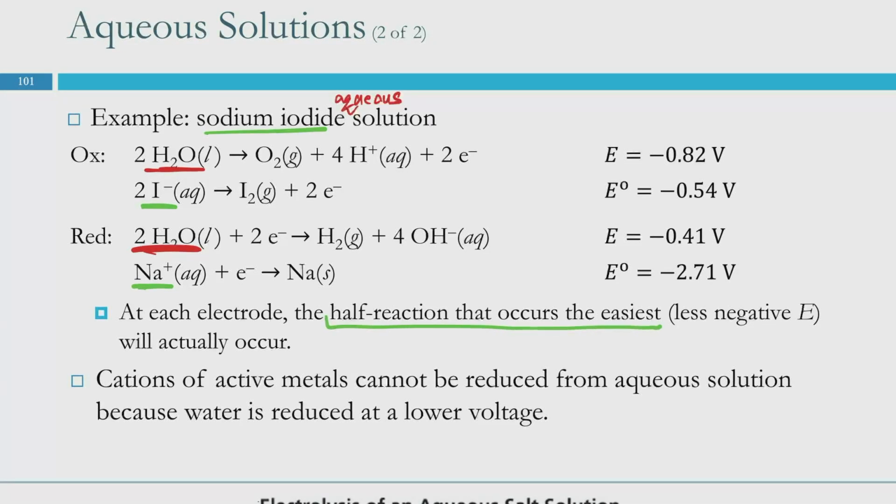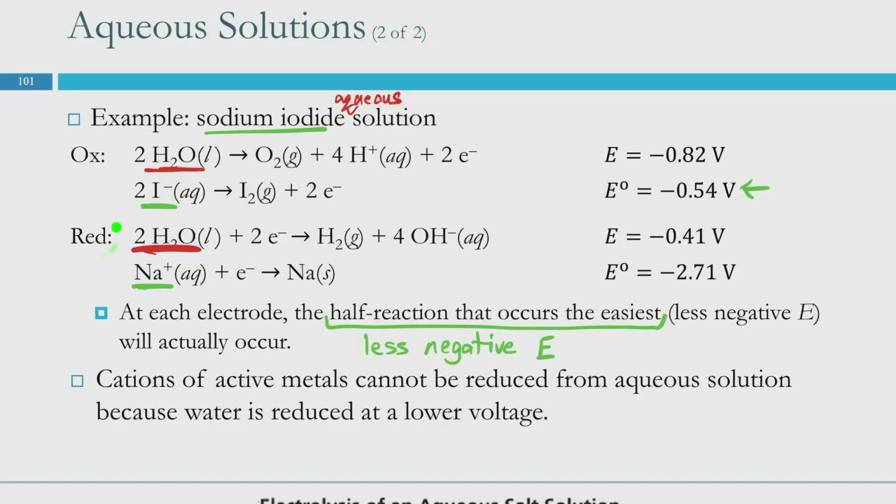So the half reaction that occurs the easiest is the one that will occur. For our oxidation, we've got these listed out in the oxidation direction. So H2O giving up electrons, iodide giving up electrons, iodide's an anion, anions undergo oxidation. And we've flipped the values from the book. So the less negative of these is going to occur. So we expect that our iodide is going to form iodine gas.